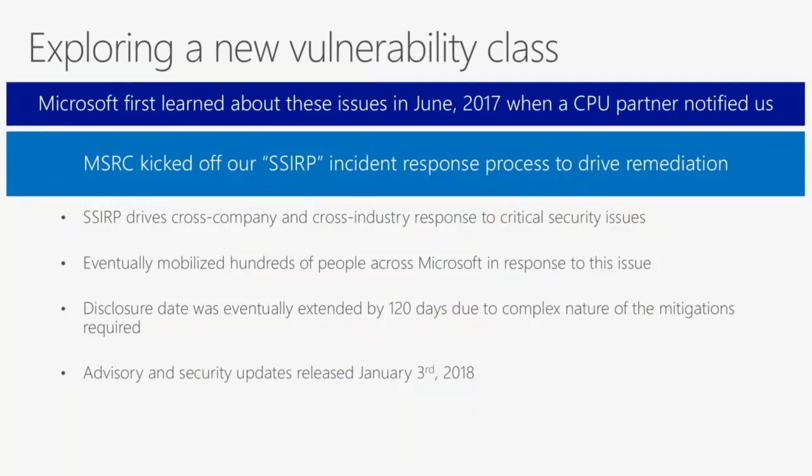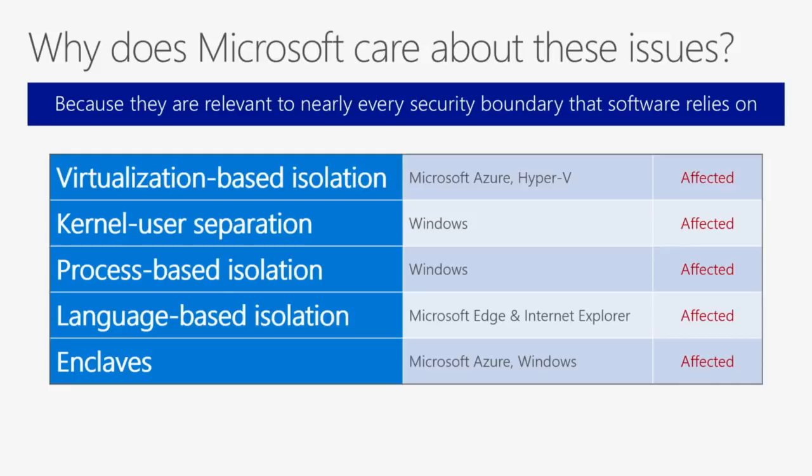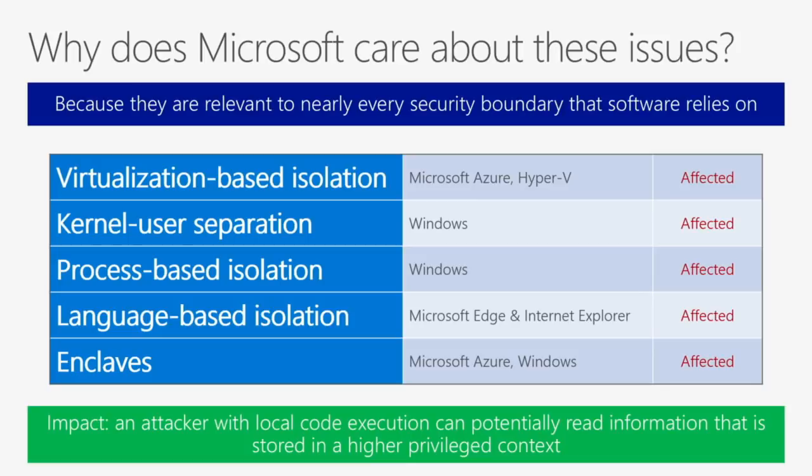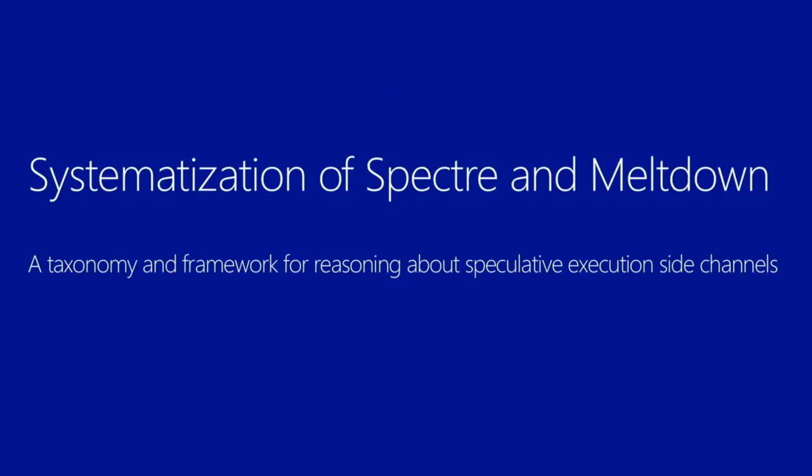All right, so when we were first made aware of these issues in June last year, we kicked off our SERP incident response process, and this is typical for whenever we're made aware of a critical security vulnerability either being exploited in the wild or just a high threat which requires mobilizing a large number of people within Microsoft to drive remediation of the fixes. So, Spectre and Meltdown, once again, have implications across nearly every security boundary and allow potentially disclosing information such as passwords in the browser or guest-to-guest in virtualization context. So what I'm going to do now is break down the attacks themselves, more generally how speculative execution can lead to a side channel, and then afterwards we can go on to how we might be able to mitigate those.